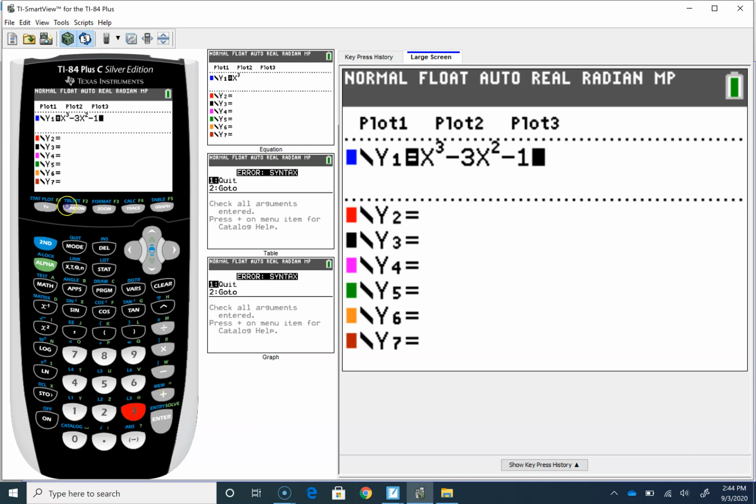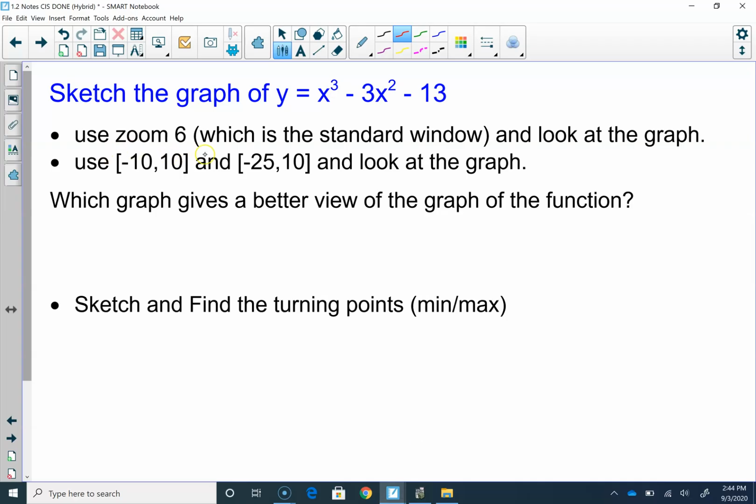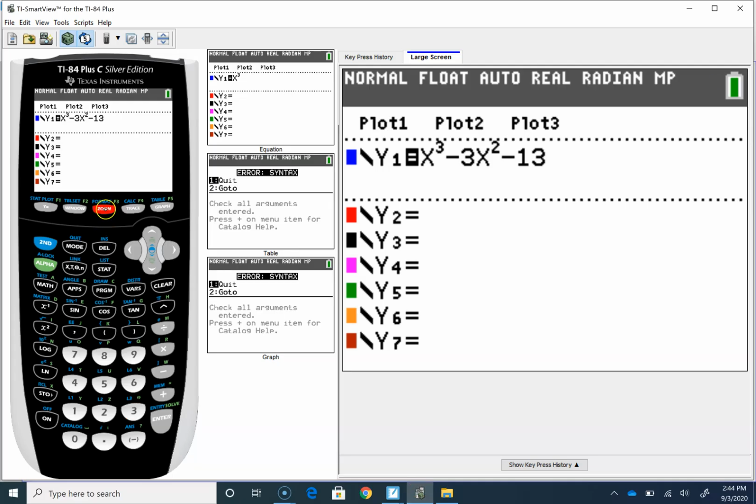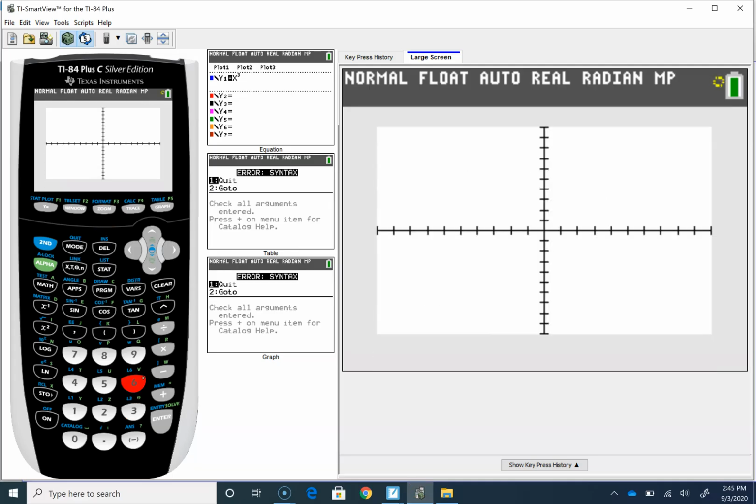minus 13. And then the directions said use zoom 6 and look at the graph. So I'm going to do that right now. I'm going to go zoom 6. It just gives you a standard graph.